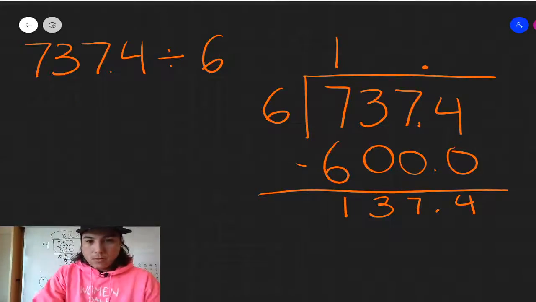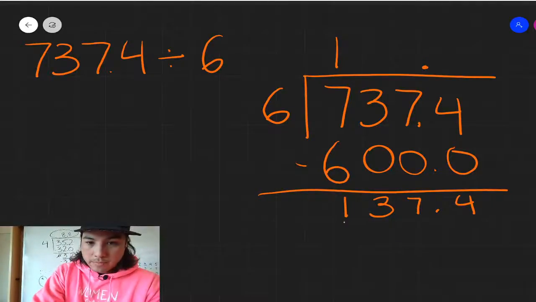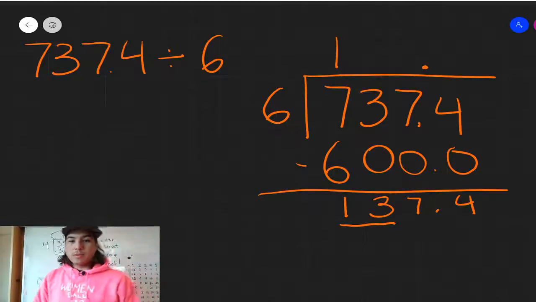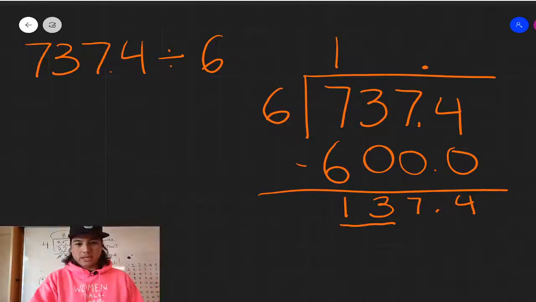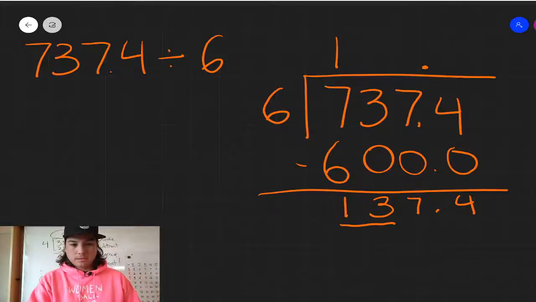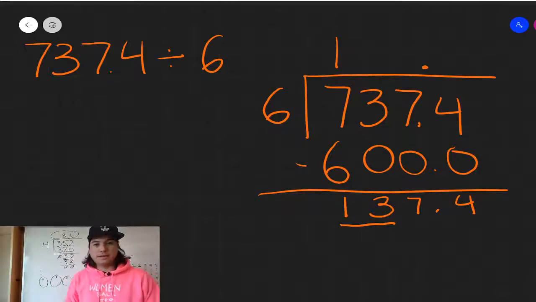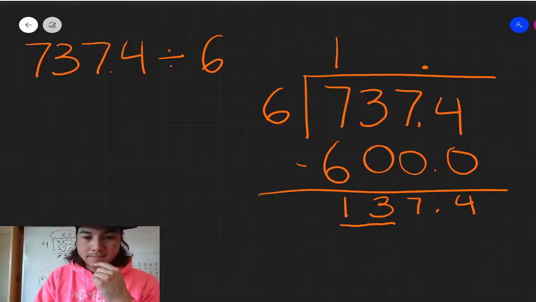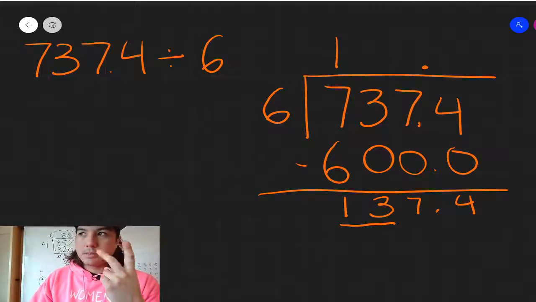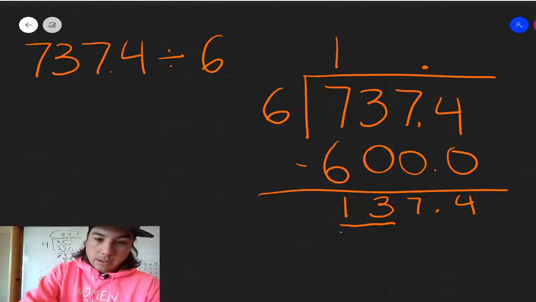Okay, so now we're going to take our 100, regroup it with our 3 tens. So now we're dealing with 13 divided by 6, excuse me. Okay. 6 times 1 is 6. 6 times 2 is 12. 6 times 3 is 18. That's way too many. So let's go back and do 12 divided by 6.